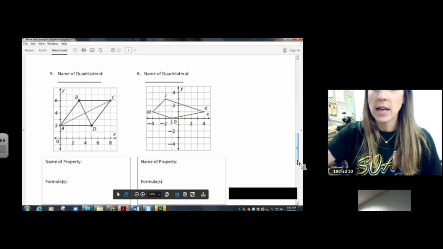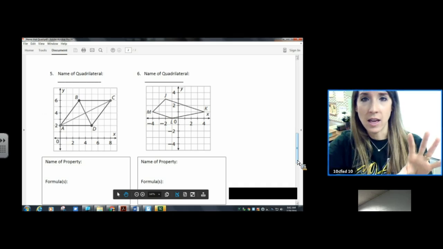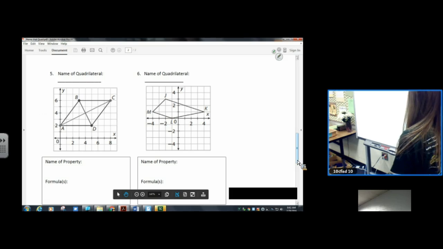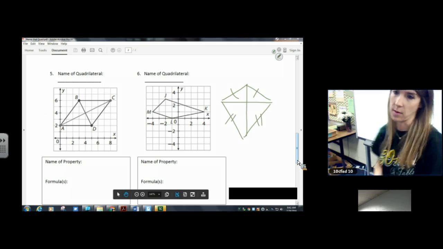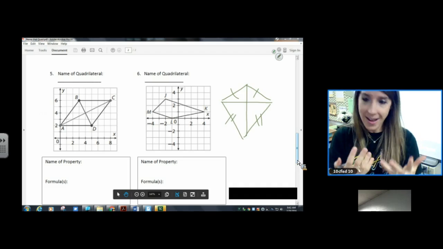For kite, anyways, to show that it's a kite, you would show that it has exactly 2 pairs of consecutive congruent sides. AKA, to show it's a kite, you are showing tick mark, different tick mark, different tick mark. So that's how you quote-unquote prove something's a kite, by those side lengths being congruent.